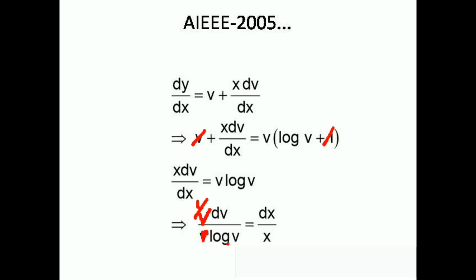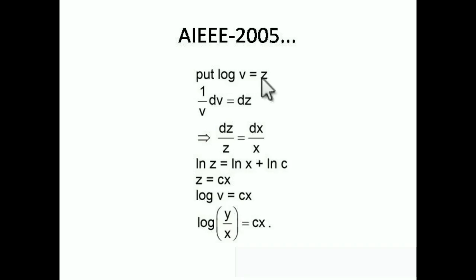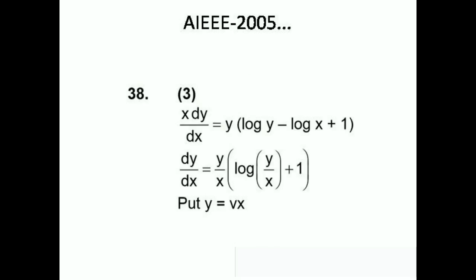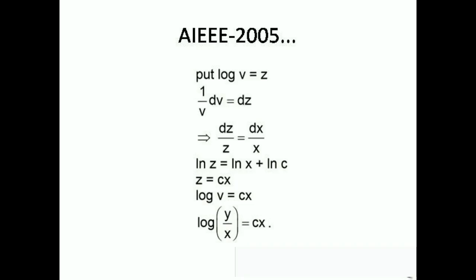We don't need to do this log v is equal to 0 and this whole stuff. Just integrate both the sides and you have 1 by v log v, so you have log of log v is equal to log x. Okay, so log of log v is equal to log x plus log c. So you have log of log v is equal to log of x into c, and log gets cancelled out, so you have log v is equal to x into c.